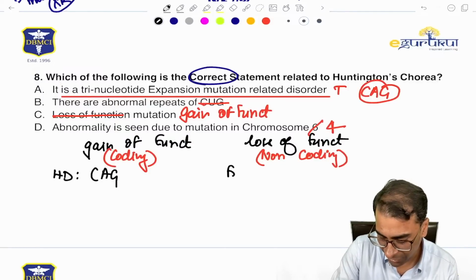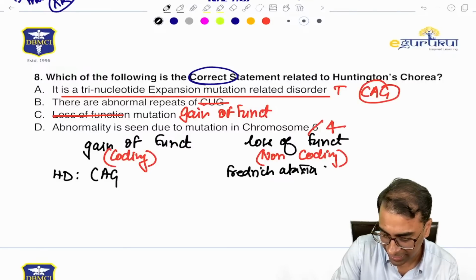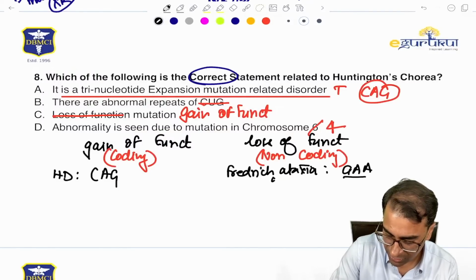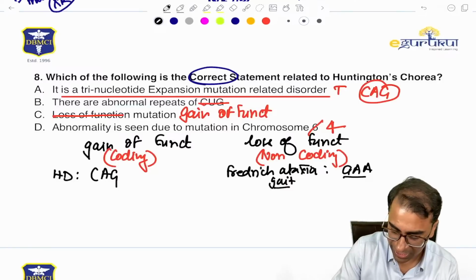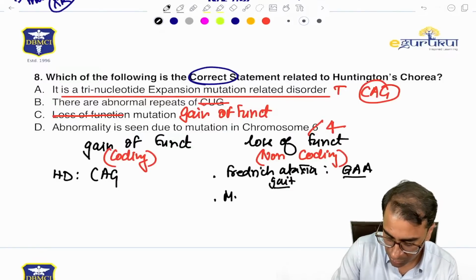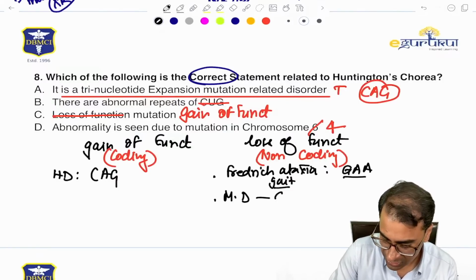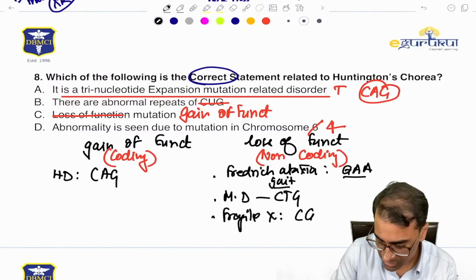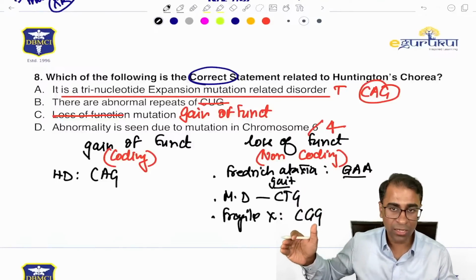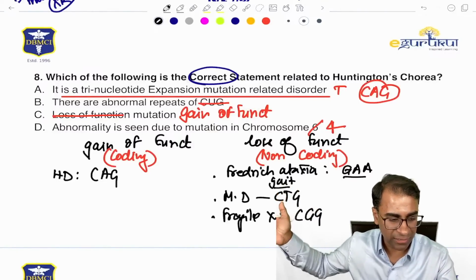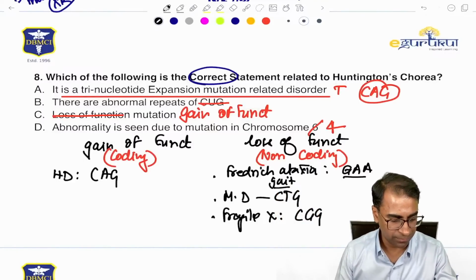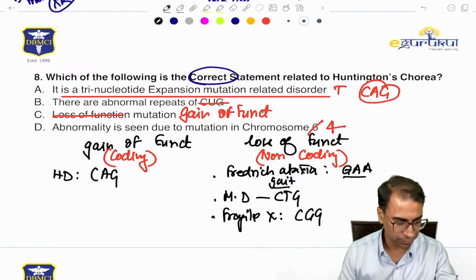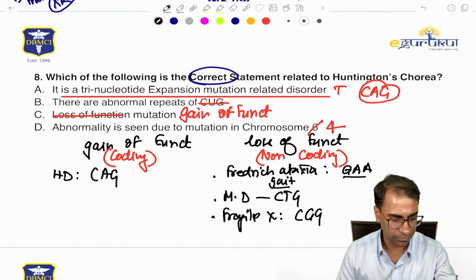If you see about Friedreich's ataxia, it is a gait issue. So GAA, you remember, GAIT, from gait you will remember GAA. Myotonic dystrophy is basically the CTG repeats, and fragile X syndrome has CGG repeats. These three are loss of function, and that one is a gain of function mutation. Gain of function mutation. Clear?